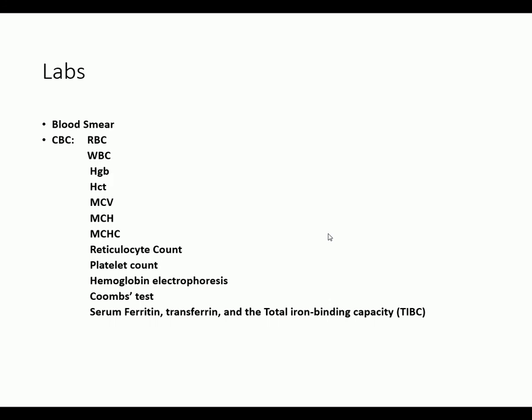Hemoglobin electrophoresis identifies the abnormal forms of hemoglobin, like your hemoglobin S that's found in sickle cell disease. It differentiates your hemoglobin A, which is normal, and your hemoglobin F, which is your fetal hemoglobin. Okay?